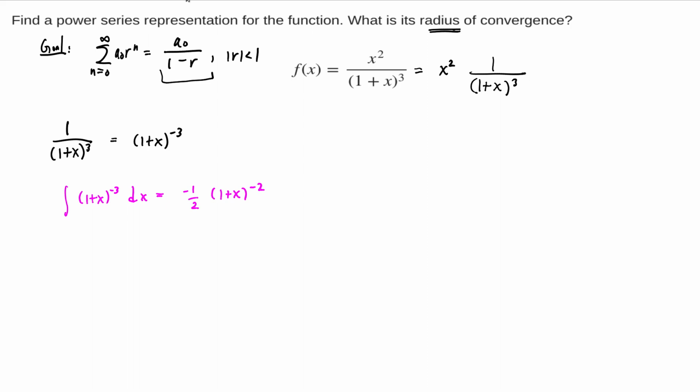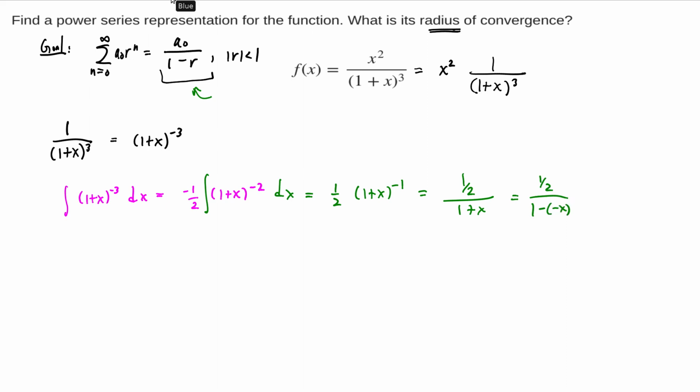And then we have to do this one more time, right? So then we integrate this again. And we end up with, the new power is going to just be a negative sign, so positive 1/2 times 1 plus x to the minus 1. All right, so we've taken two integrals, and we've gotten this function. So now we have 1/2 over 1 plus x, but this can be represented in terms of our geometric sum pretty easily, because this is 1/2 over 1 minus negative x, right?